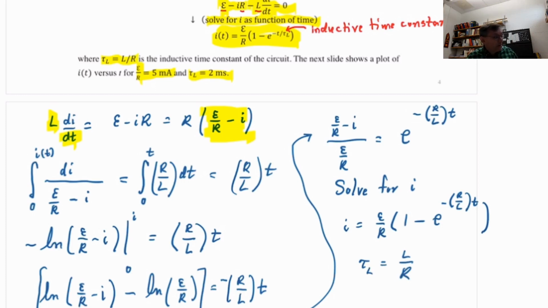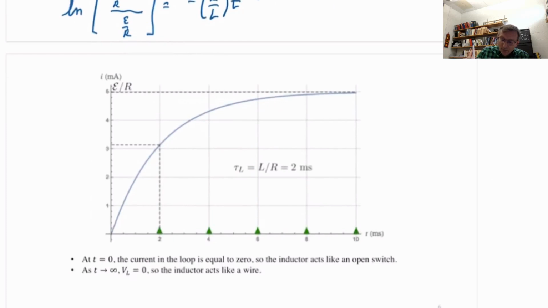Okay? So what does that look like when you plot it, right? If you plot the current in that loop versus time, and that's the expression, what does that look like when you do plot it? It looks like this. This is assuming that the ratio E over R is equal to 5 milliamps, that the ratio L over R, which is the inductive time constant, is equal to 2 milliseconds. So I've plotted the current I in milliamps versus the time t in milliseconds.